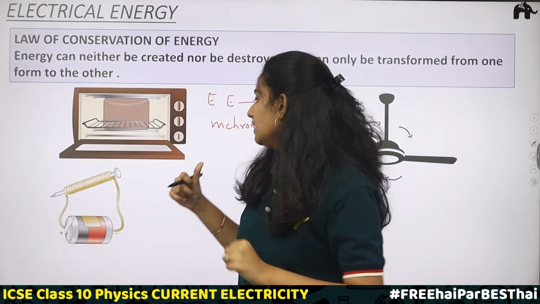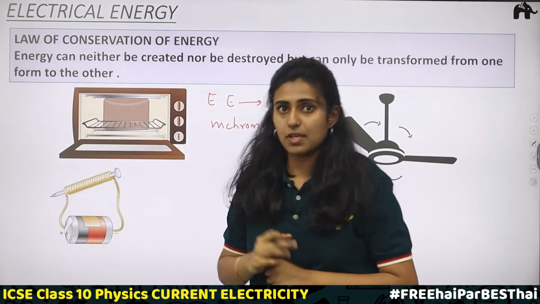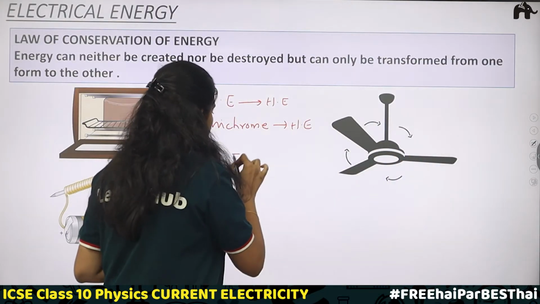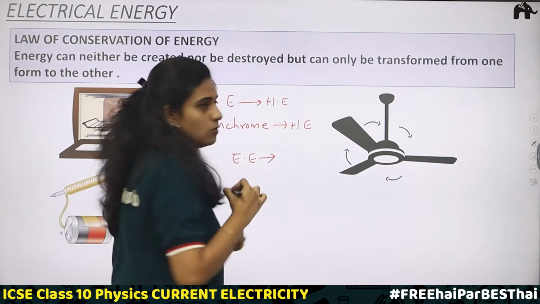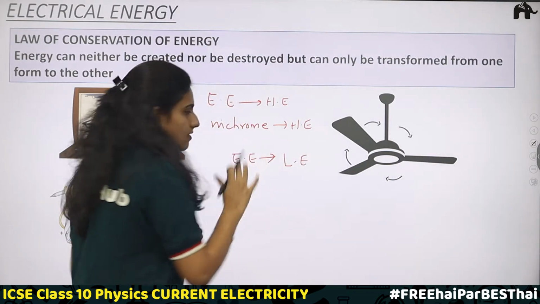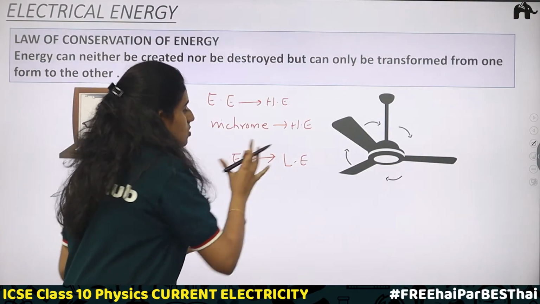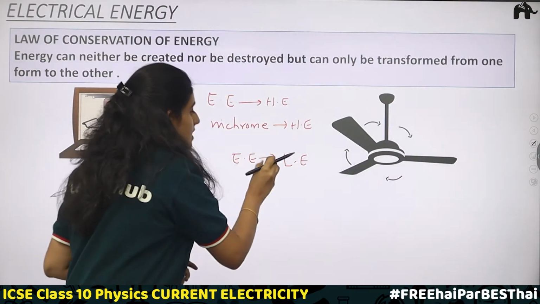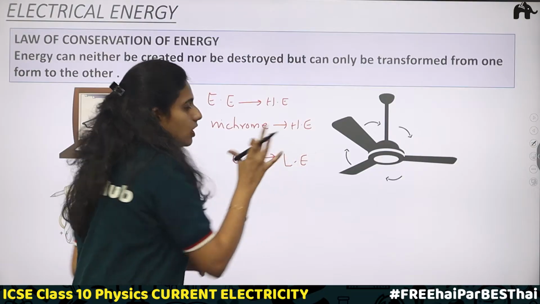Now when you take the case of an electric lamp, the electrical energy is getting converted into light energy. Here we have the tungsten filament. This tungsten filament starts heating up, and the heating up of this tungsten filament helps in the glowing of the lamp.